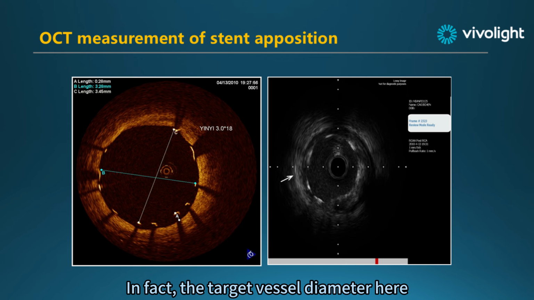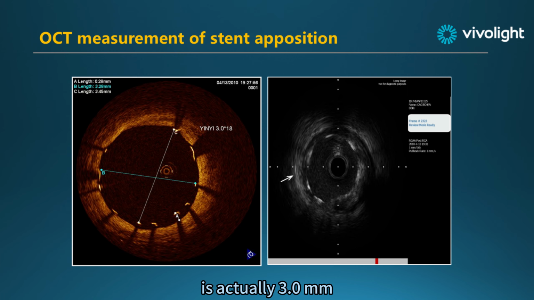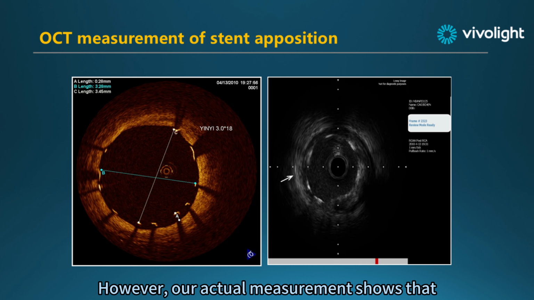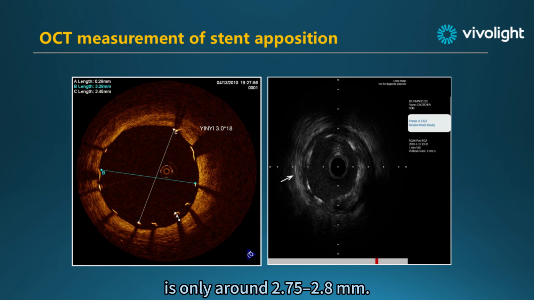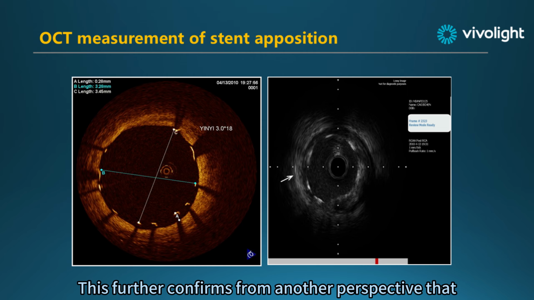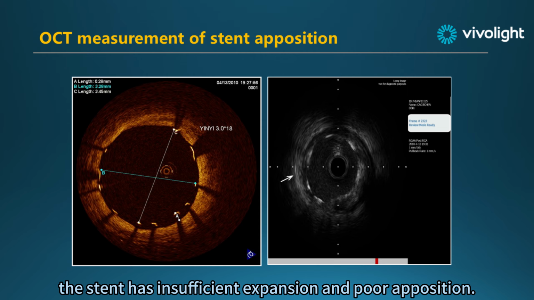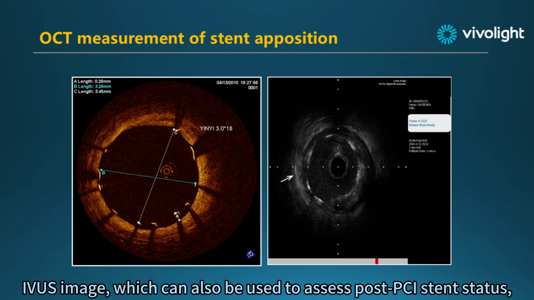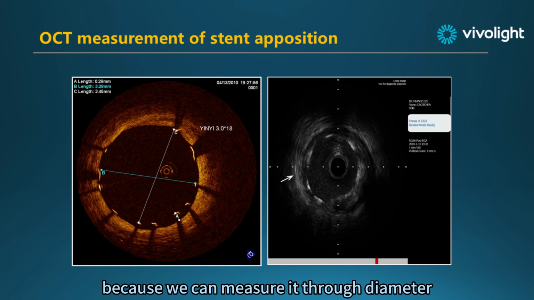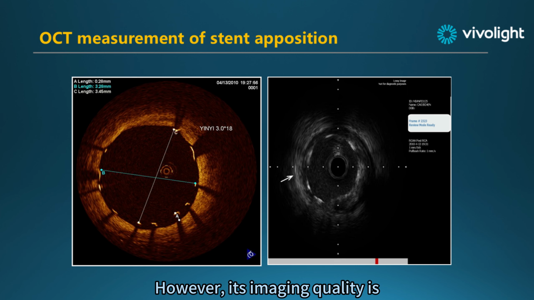In fact, the target vessel diameter here is actually 3.0 millimeters, and a 3.0 millimeter stent was implanted. However, our actual measurement shows that the expanded diameter of the stent is only around 2.75 to 2.8 millimeters. This further confirms from another perspective that the stent has insufficient expansion and poor apposition. On the right is an IVUS image, which can also be used to assess post-PCI stent status, because we can measure it through diameter and area expansion ratio. However, its imaging quality is inferior to that of OCT.